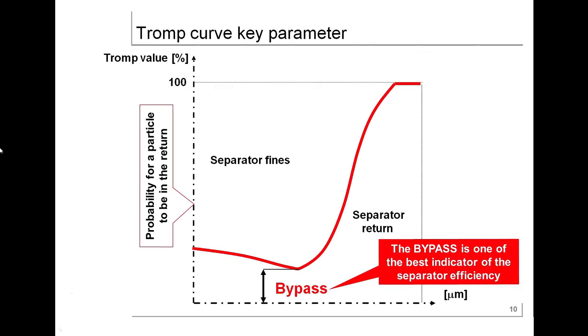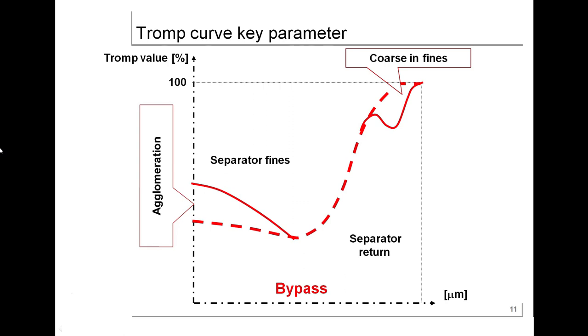Tromp curve is a key parameter. Tromp curve: probability for a particle to be in the return. Separator fines, separator return. Bypass is one of the best indicators of the separator efficiency. Tromp curve key parameter: coarse in fines.